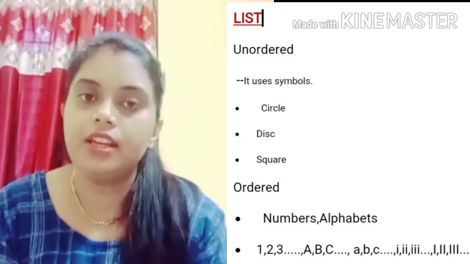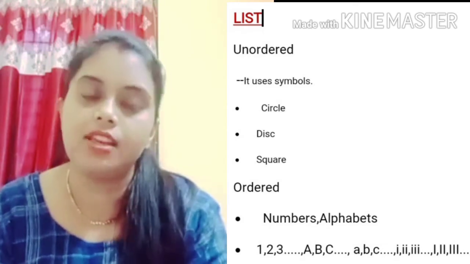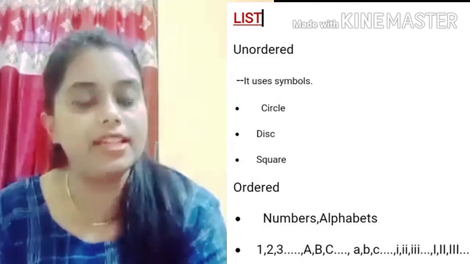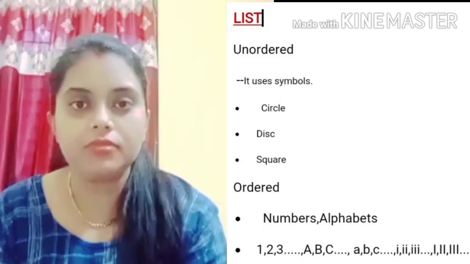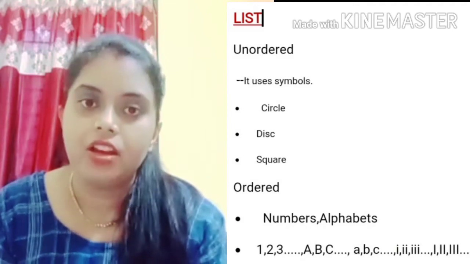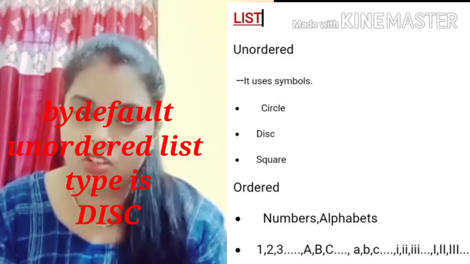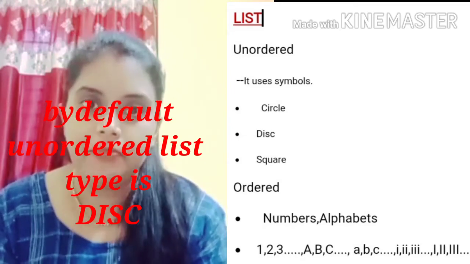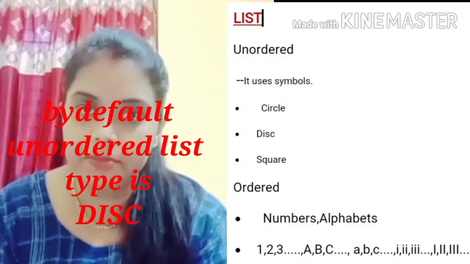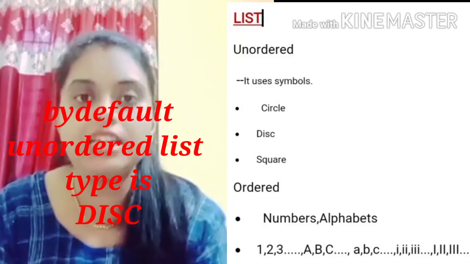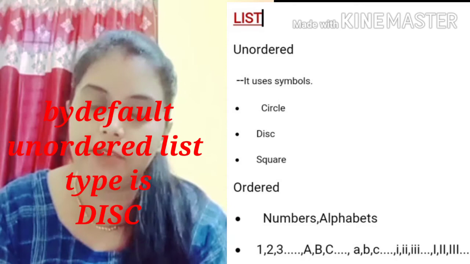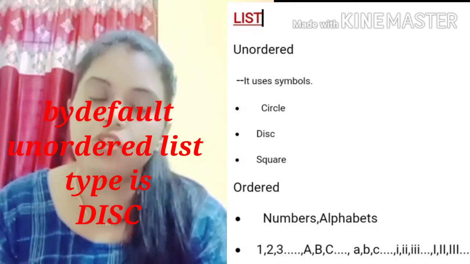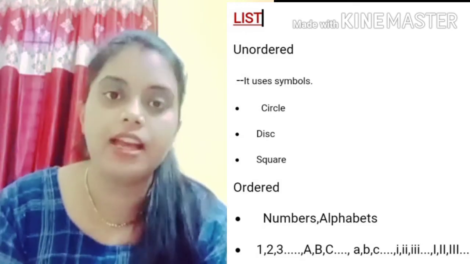In an unordered list, it basically uses some symbols. There are different types of symbols we can use in an unordered list. It can be circle, it can be disc, or it can be square. When you don't want to use any type of style, like circle or square, it will automatically take the default type, which is disc. So if you don't use any type, the default type is disc.